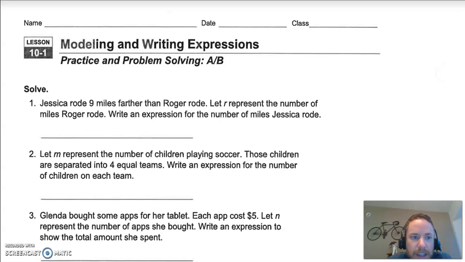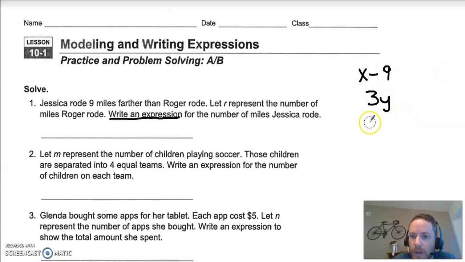Number 1 reads, Jessica rode 9 miles farther than Roger rode. Let R represent the number of miles Roger rode. Write an expression for the number of miles Jessica rode. So if you're unclear about what this is asking, we're going to write an expression. And on the front, we practiced what expressions were. So for example, expressions could be things like x minus 9, or 3 times y, or z divided by 13.